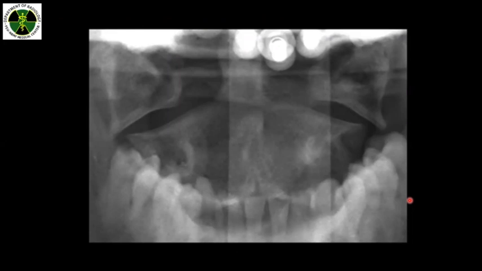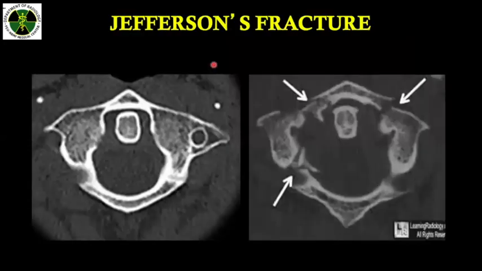Looking at this open mouth view, you can see that the lateral masses of C1 extend beyond the border of C2. Again, that is your clue that there is Jefferson's fracture, along with the increased space between the odontoid process and the lateral masses. Again, this shows the fracture. Normally, the C1 bony ring is supposed to be intact.